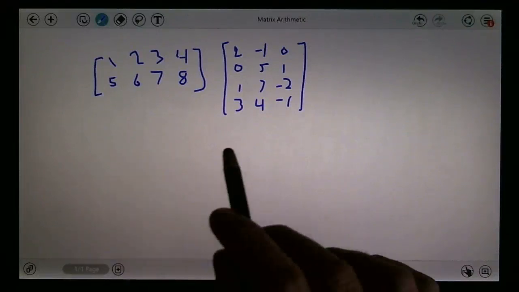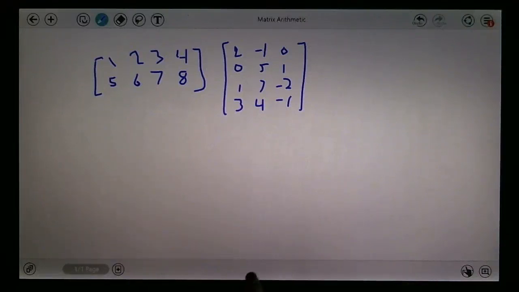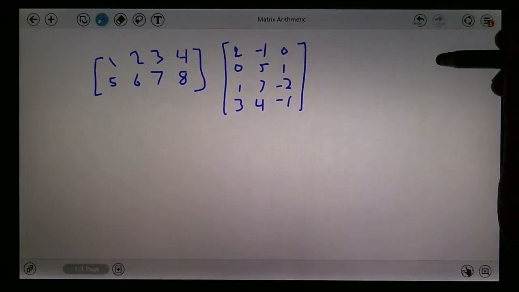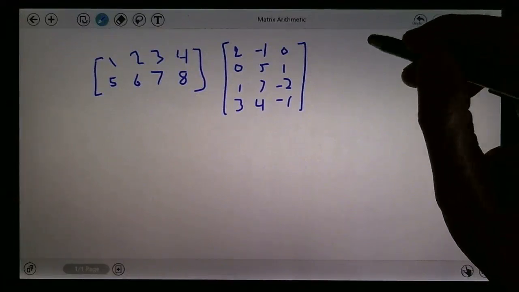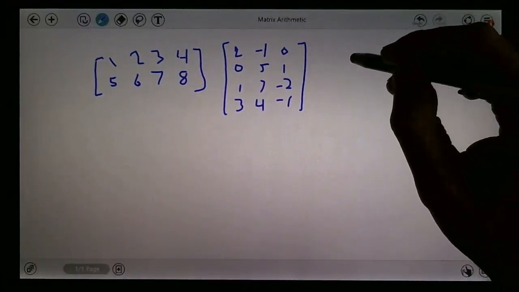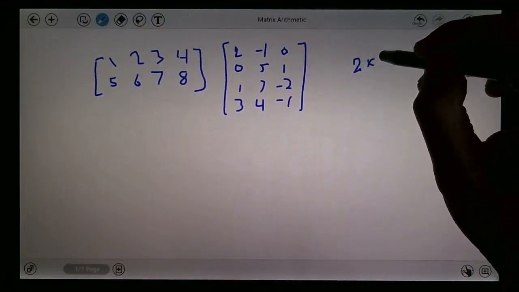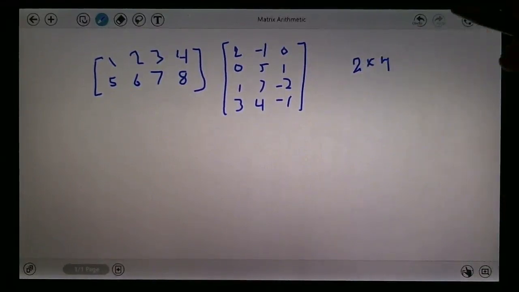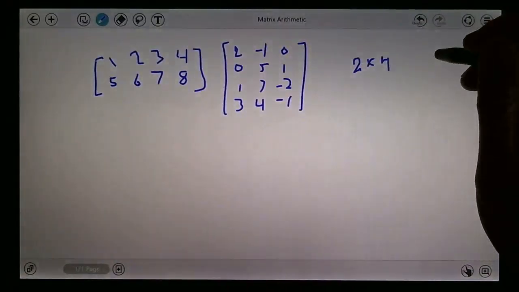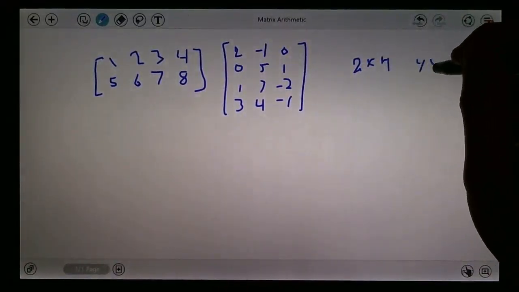Notice I have two matrices that are not the same size that I'm going to multiply together. However, although they're not the same size, there is something very nice about them. The first matrix that I have is 2 rows by 4 columns, right? So this is 2 by 4. The second matrix is 4 by 3.